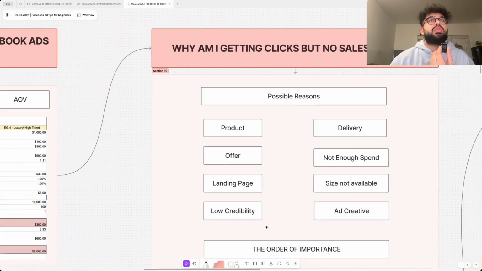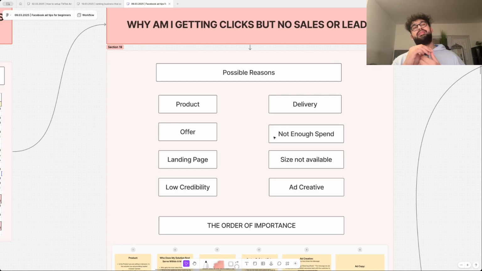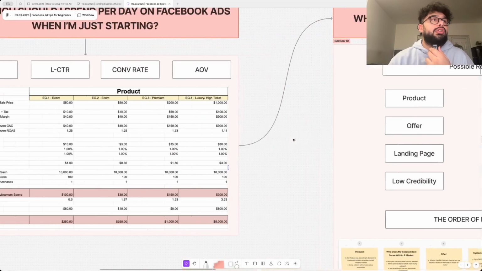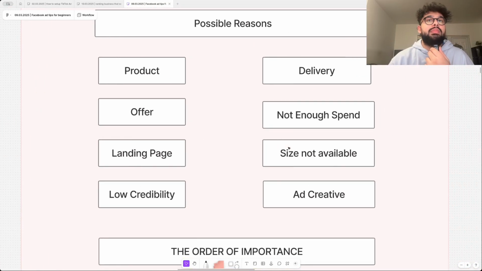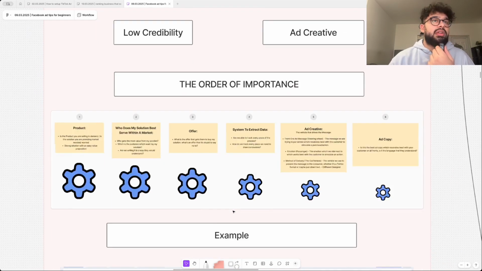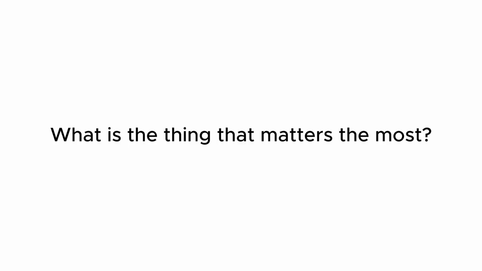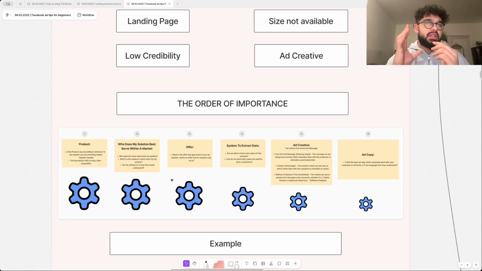So the next question is, why am I getting clicks but no sales or leads? There are a few possible reasons for this. I've written them out. So you've got your product, offer, delivery, not enough spend. Assuming now you've used that, you shouldn't have a spend problem. But maybe size not available, landing page, low credibility, ad creative. The way I'd look at it is the order of importance, right? I like to look at this and say, what is the thing that matters the most out of everything? The thing I would focus on always is the product, right? Product, ICP, and offer, like product market fit, essentially.